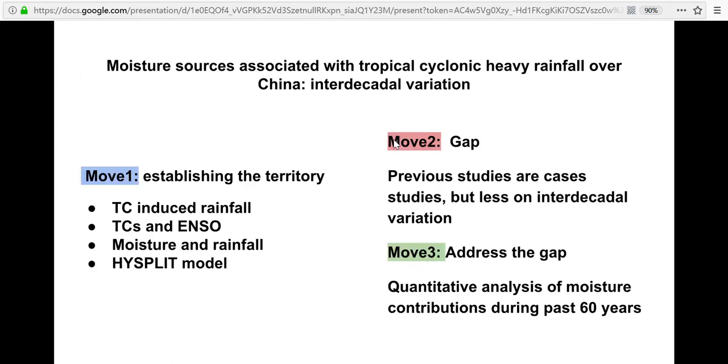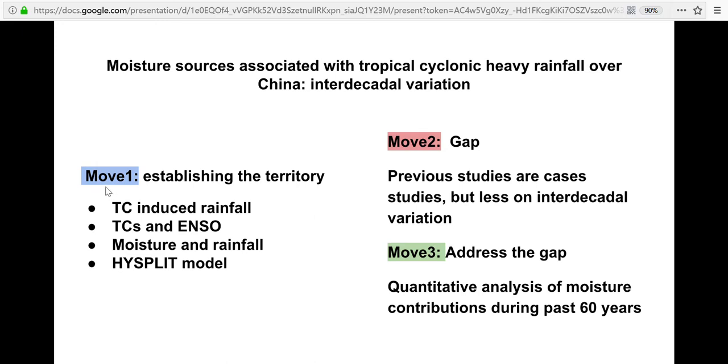Then let's move on. The title of my research article is the moisture sources associated with tropical cyclonic heavy rainfall over China: interdecadal variation. In this study, I want to use a hybrid model to investigate the moisture sources associated with tropical cyclonic heavy rainfall over China, and I'm going to detect the interdecadal variation in this study. Besides this, since ENSO can modulate the activity of tropical cyclones, I also take the ENSO impacts into consideration when detecting the interdecadal variation.